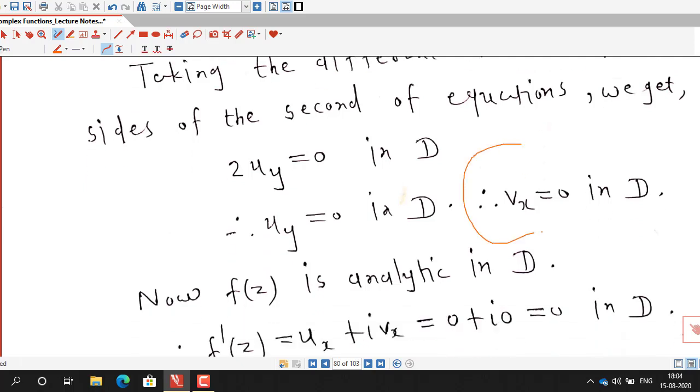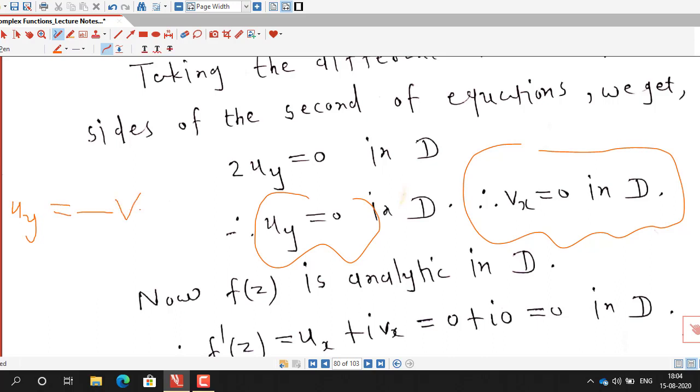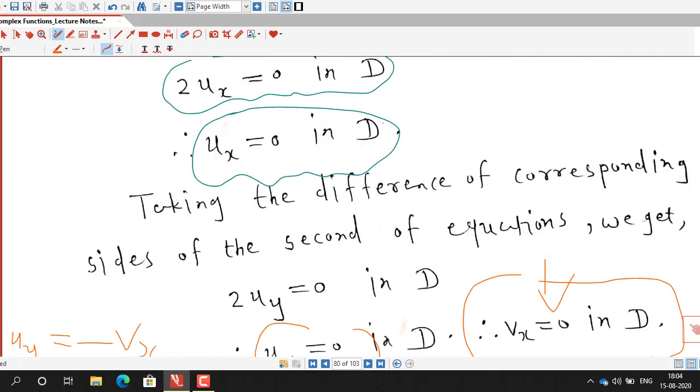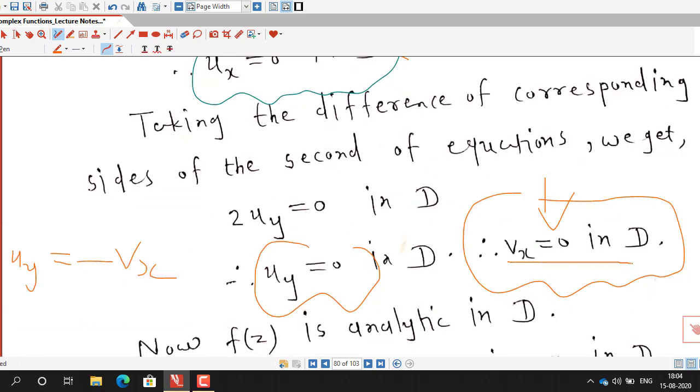We require del v by del x equal to 0, and if you obtain del u by del y equal to 0 using Cauchy-Riemann equations, you will have del v by del x equal to 0 because uy equal to minus vx. So we obtain ux equal to 0 at every point in a domain D and vx equal to 0 at every point in a domain D.